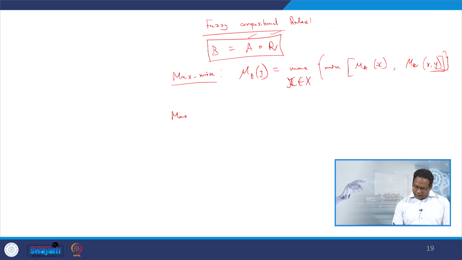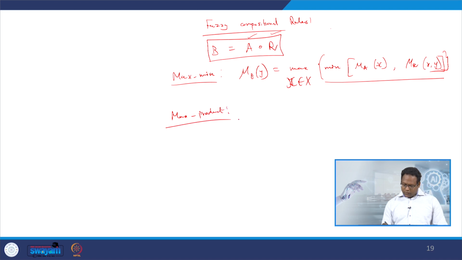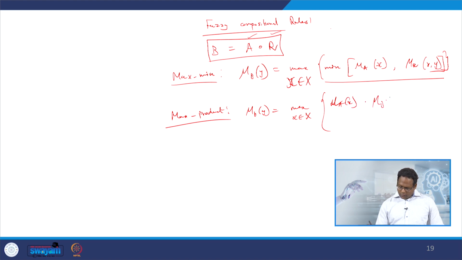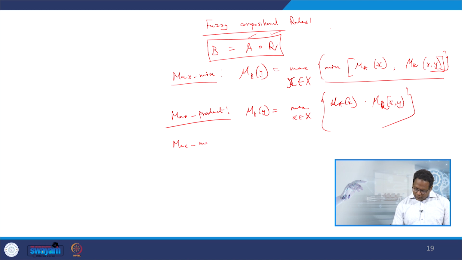Similarly, in max product, the minimum inside the bracket is replaced by the product. So, the max-product fuzzy compositional rule is given by mu B of y equal to maximum over x belonging to capital X of mu A of x multiplied by mu R of x comma y. Likewise, we can go for max and min fuzzy compositional operations also.